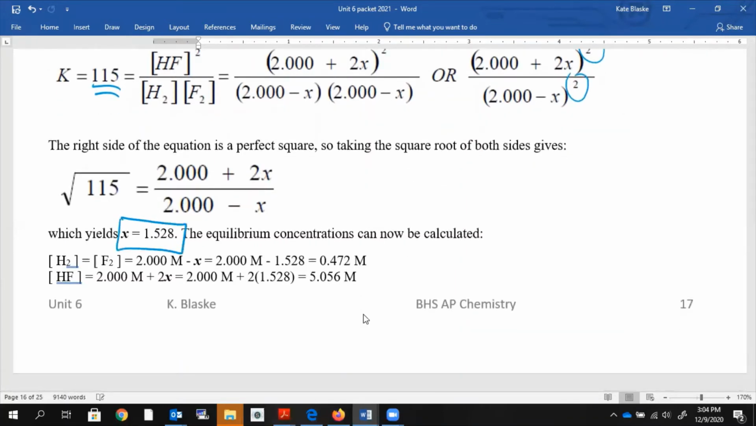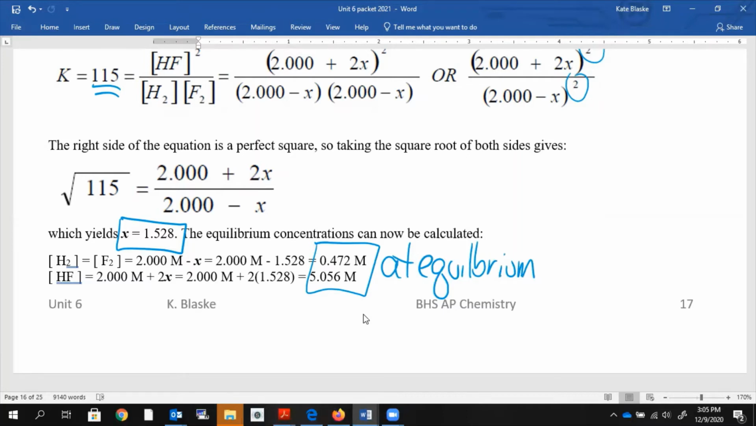We get an X value of 1.528, which means that we can calculate the concentration for each of those reactants at equilibrium. So hydrogen and fluorine, they're going to have the same concentrations because their math was the same, 2 molar minus X. So 2 molar minus 1.528 gives me 0.472 molar. And then the hydrofluoric acid is going to be 2 plus 2X, gives me a molarity of a little over 5. So at equilibrium, this is what these concentrations are going to be. So hydrogen and fluorine, my reactants got used up. I made more hydrofluoric acid.